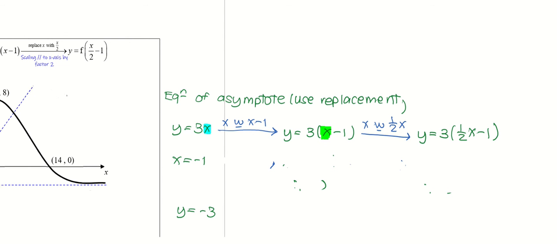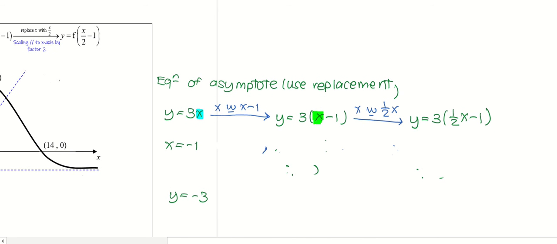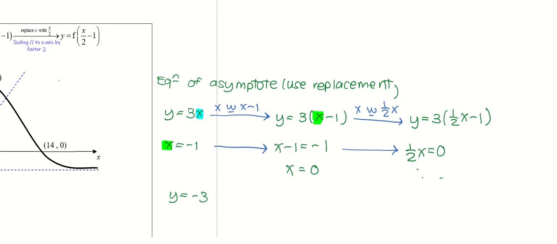Now what about x equals minus 1? We do the same thing again: replace x with x minus 1. I'm not going to rewrite it, just follow the arrow at the top. Box out my x, replace x with x minus 1, rearrange, and you will get x equals 0. Next transformation, replace x with half x. Again, box out my x, simplify it, and you still get x equals 0.